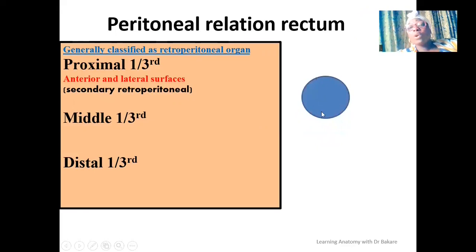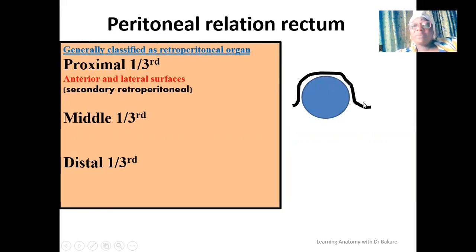Let's say this is the wall of the rectum highlighted in blue, and the peritoneum is seen to line the anterior and also the lateral surfaces. This is what is presented in the proximal third of the rectum. This kind of configuration is classified as a secondary retroperitoneal presentation.